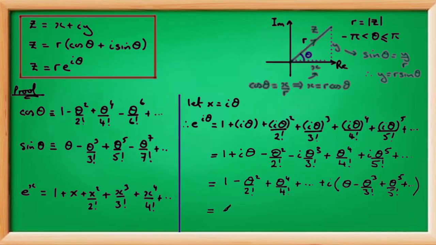So what we've got here is the result. This is the same as cosine of theta plus i sine of theta. So you can see that e to the power i theta results in cosine theta plus i sine theta. So when it comes to writing the complex number z, that was in the form r times cosine theta plus i sine theta, we can now change it to z equals r times e to the power i theta. So this is another form that we can use to express complex numbers.